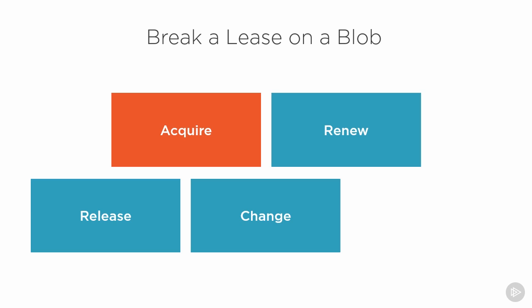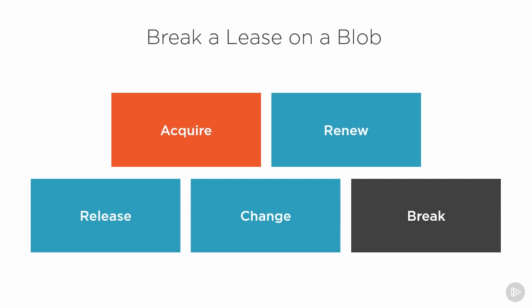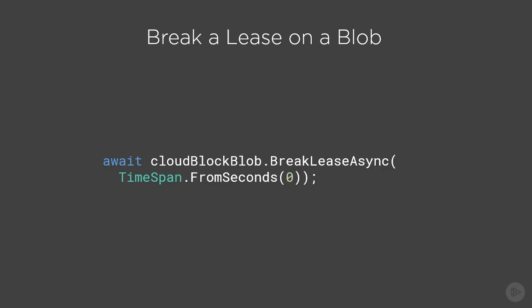All these operations, renew, release, and change, require a lease ID. But there is another operation that does not require a lease ID, and that operation is called break. On a Blob, you can call the break lease async method, and as you can see, no lease ID is required for this method. The time span that it takes as a parameter represents the amount of time to allow the current lease to remain. It can be between 0 and 60 seconds. This call that you see here with 0 seconds breaks the lease immediately and unlocks the Blob.